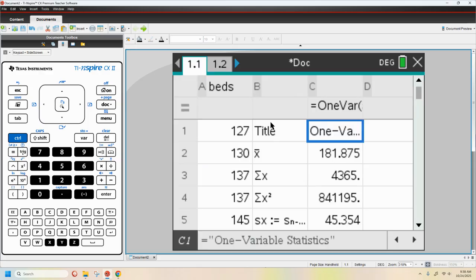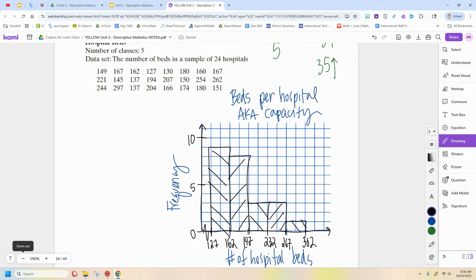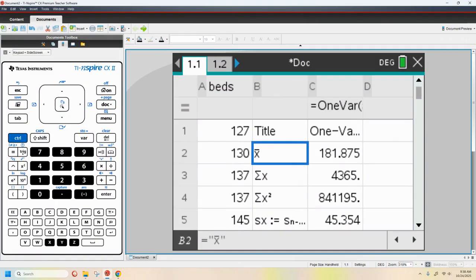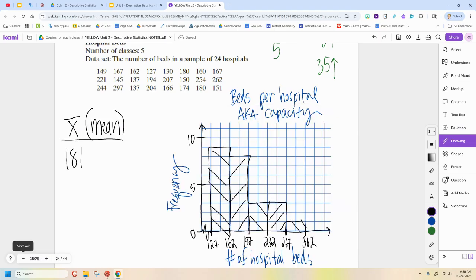So back here, our one variable statistics are right here. So what is X bar, everyone? X bar is the mean. It's our average. So our average is 181.875. So X bar is the mean, which is the average, 181.875.